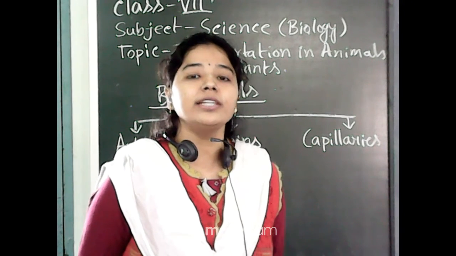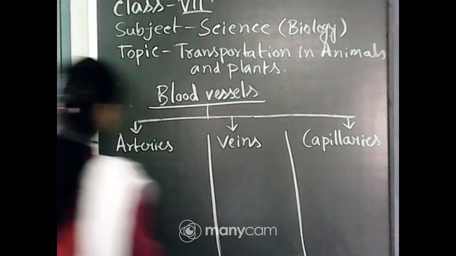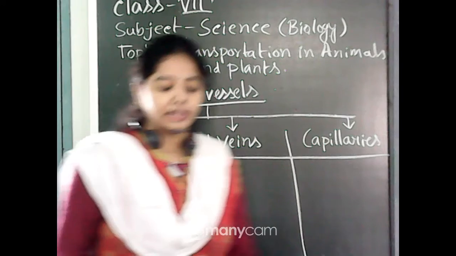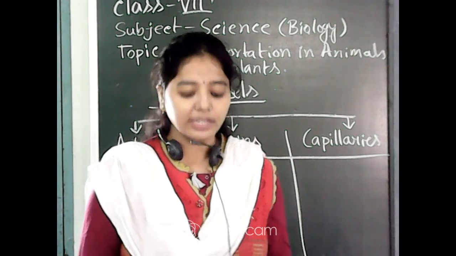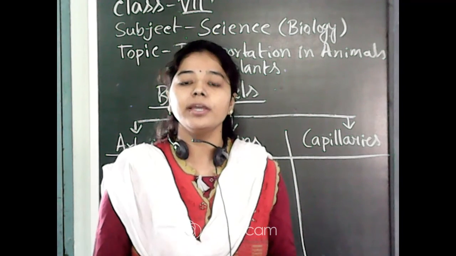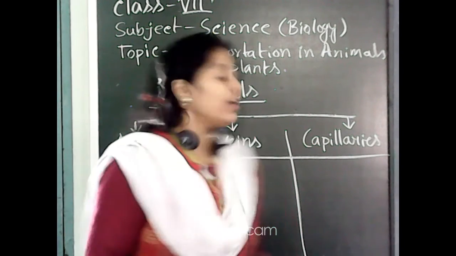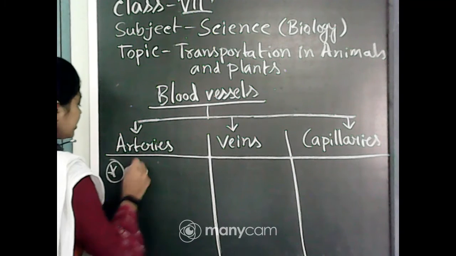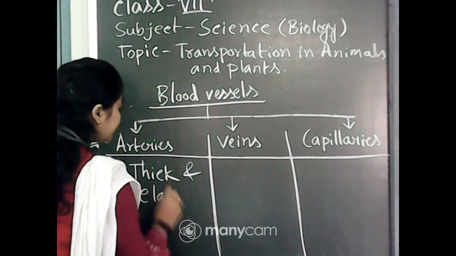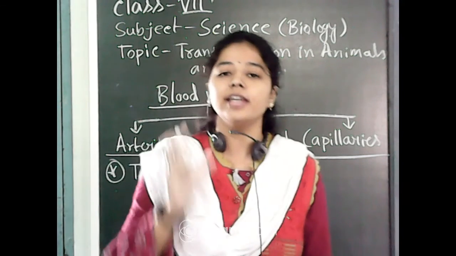First we come to arteries. Where are they located? First we have to discuss the location. These arteries lie quite deep under our skin, and they cannot be seen easily. Okay, they are called arteries, and they have important features. They have a thick and elastic wall. Arteries have a very thick and elastic wall.